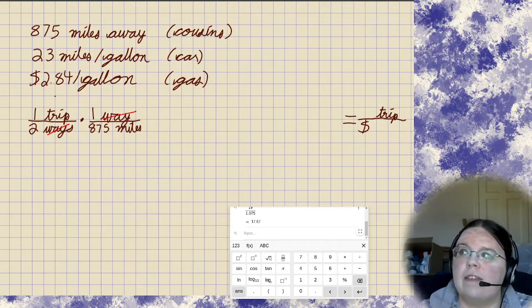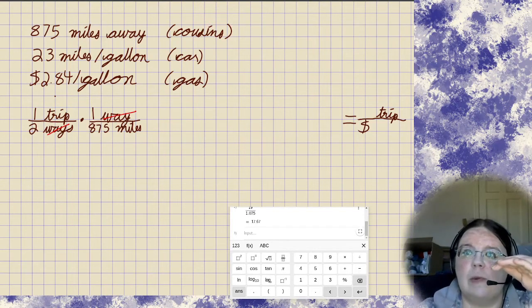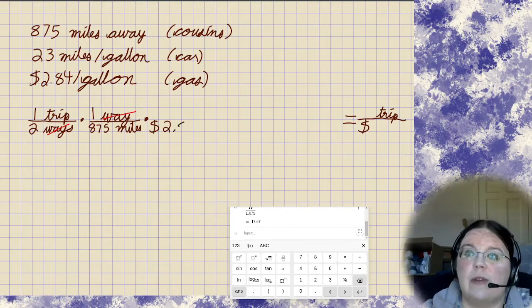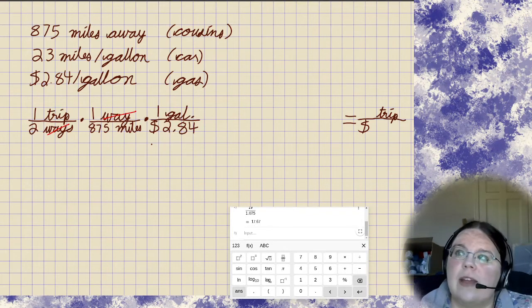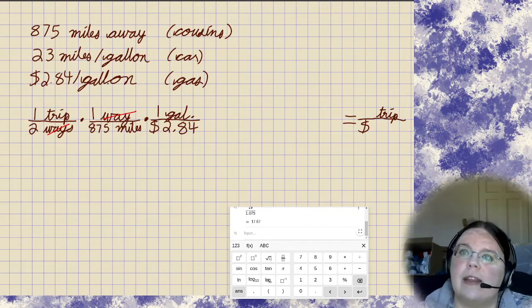And each of these conversion factor fractions is going to have an equal numerator and denominator based on one of these rates. For example, gas is $2.84 per gallon. That would give me one of my units that I want. That introduces a unit that I don't want of gallons. So now I need to look at a way to get rid of that gallons unit.